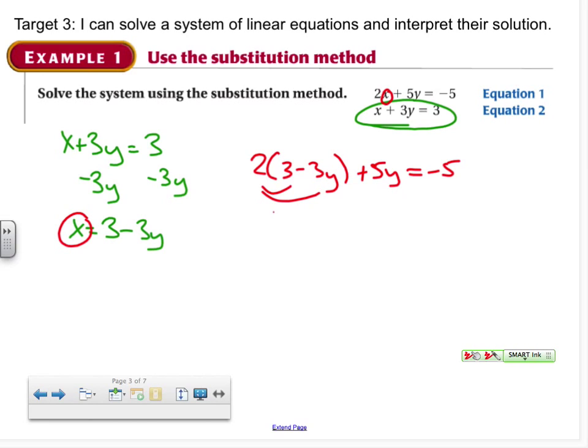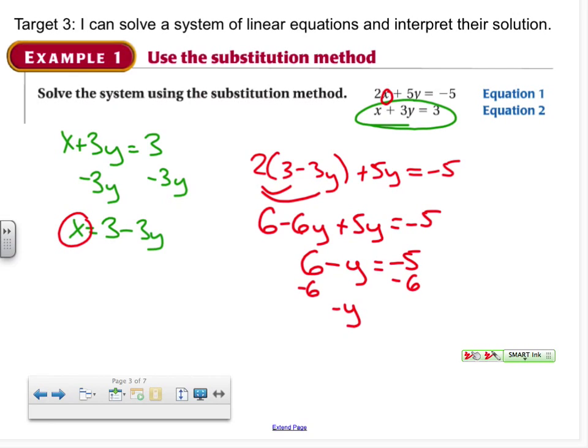We'll distribute: 6 minus 6y plus 5y equals negative 5. Combine like terms: 6 minus y equals negative 5. We'll subtract 6 from both sides. We got negative y equals negative 11, or y equals 11.